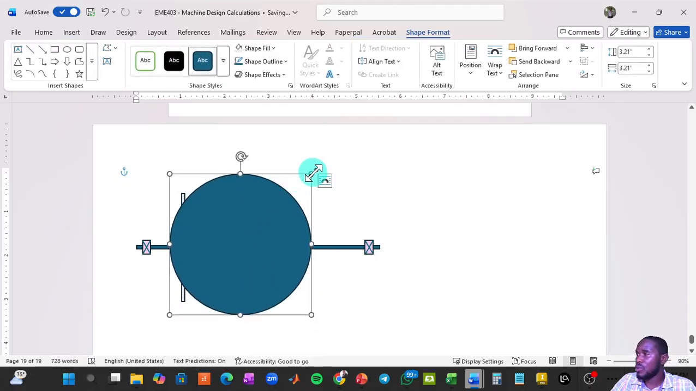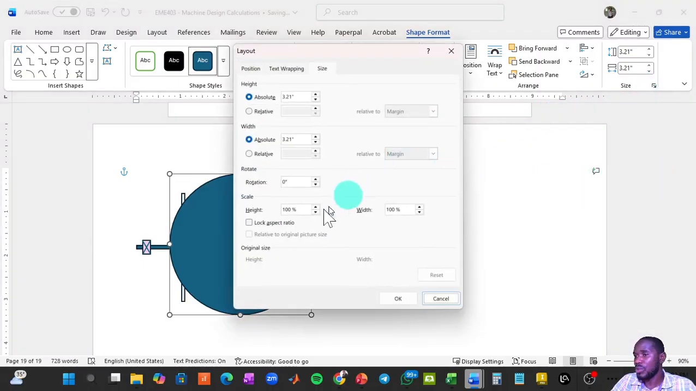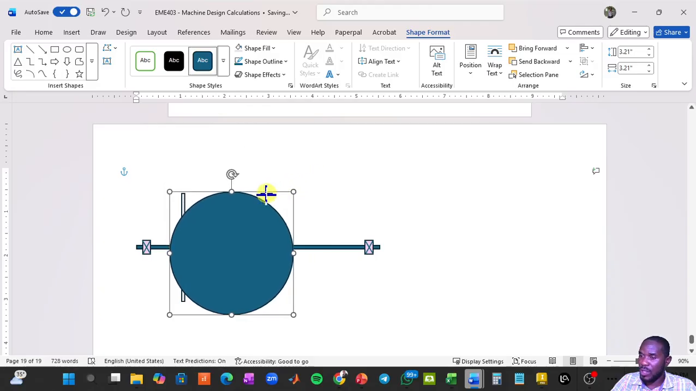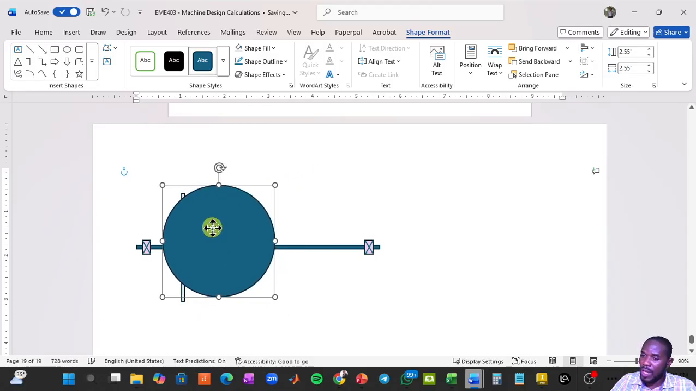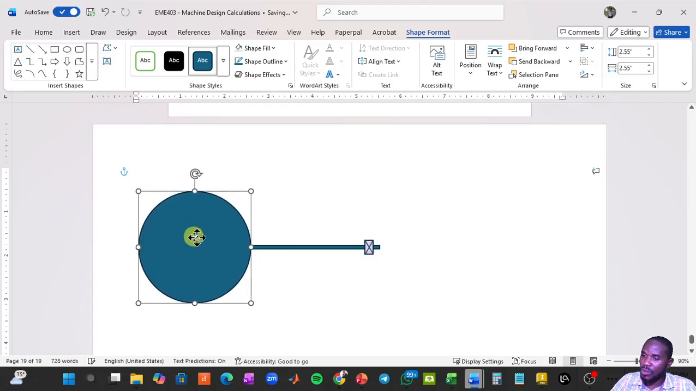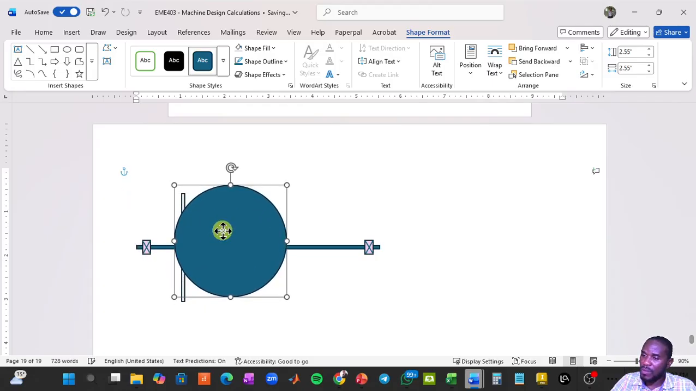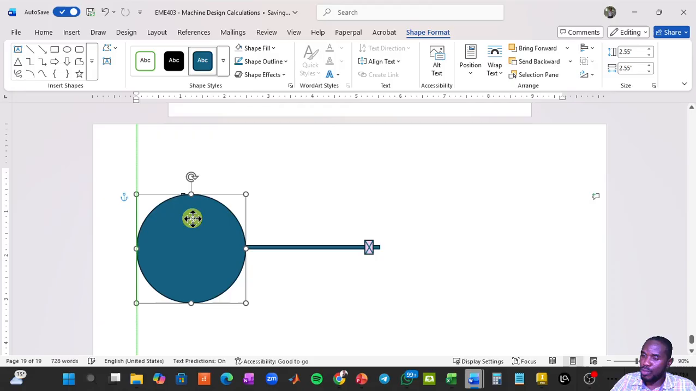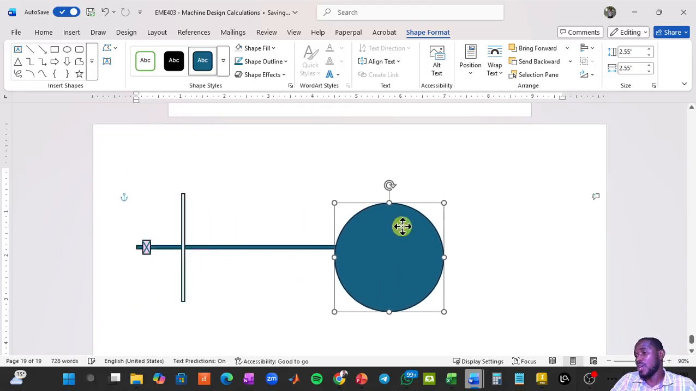Let's lock the aspect ratio so that as I decrease it, it stays the perfect scene. Now the essence of what I'm trying to do is to make this the same size. So this is this pulley. I think that's fair enough.